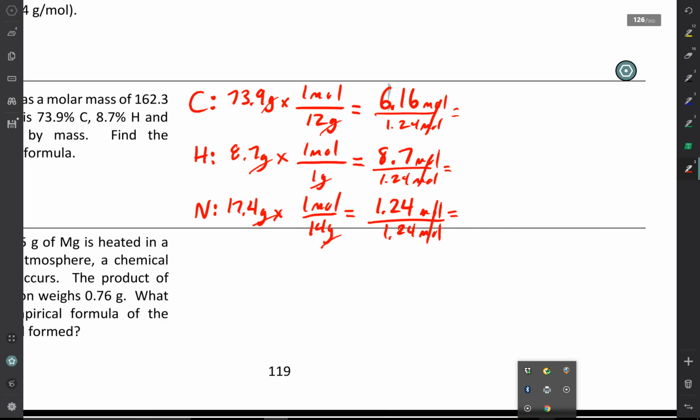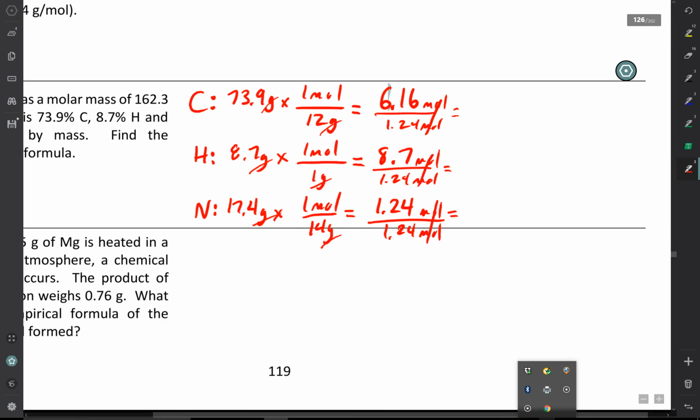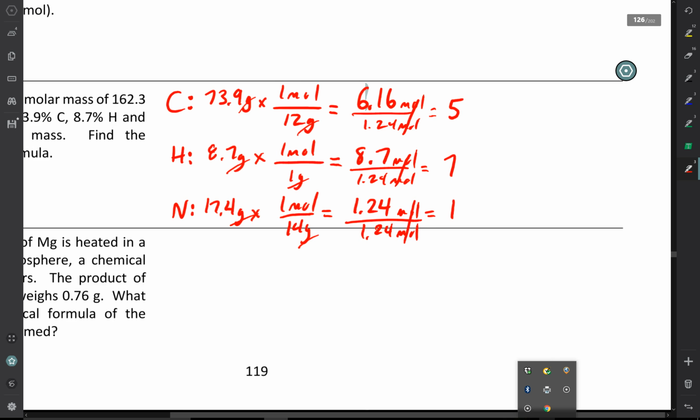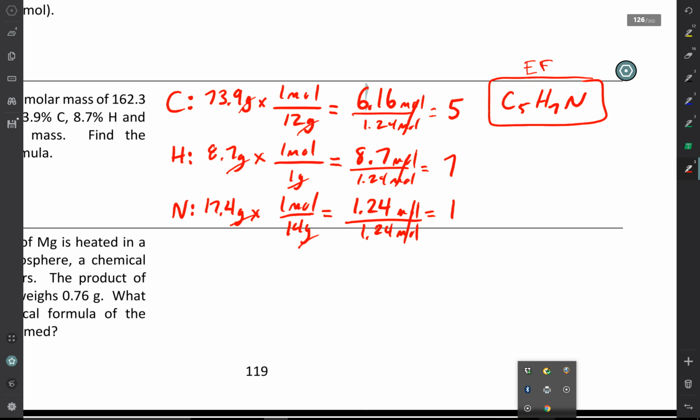When I take 6.16 and divide by 1.24, I get about 5. 8.7 divided by 1.24 is pretty close to 7. And 1.24 divided by itself is, of course, 1. These three numbers become subscripts. So I know the empirical formula for nicotine, and I'm just going to write EF over the top of it for empirical formula, is C5H7N.